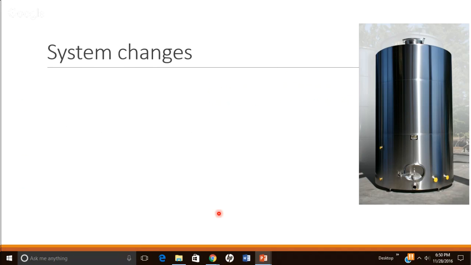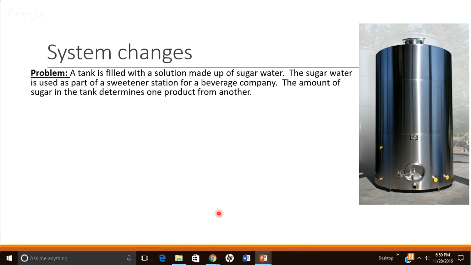So what I'm going to do is stop this right here. And next, I'm going to do some examples of a first order linear differential equation, a mixing problem. And the example we're going to start off with next time is a tank filled with a solution made up of sugar water. The sugar water is used as a part of the sweetener station for a beverage company. So we're looking at sugar going into a tank. The amount of sugar in the tank determines one product from another.